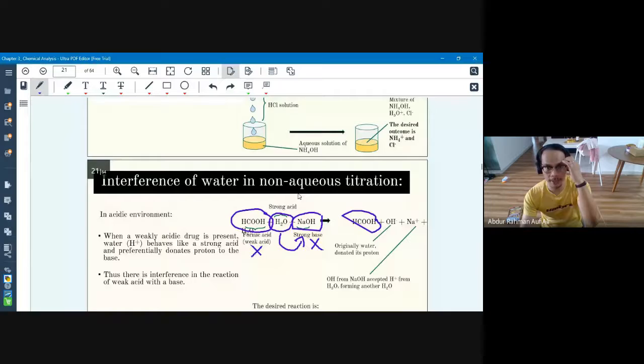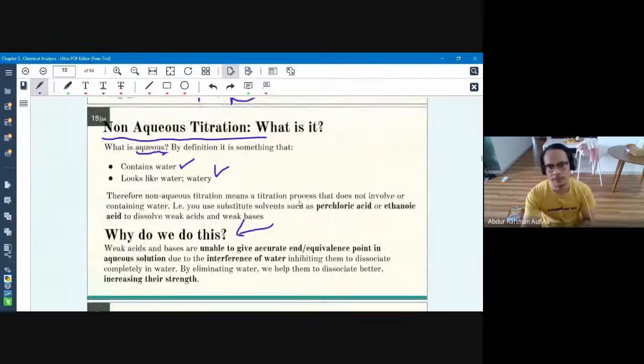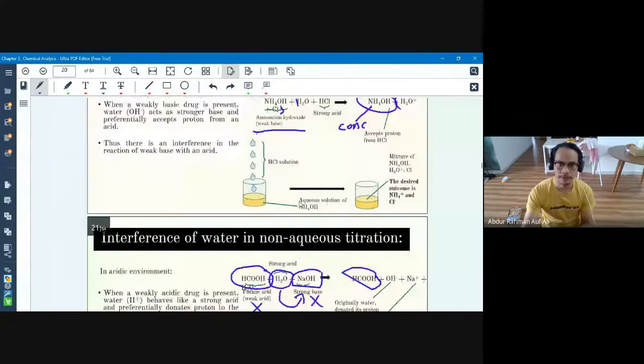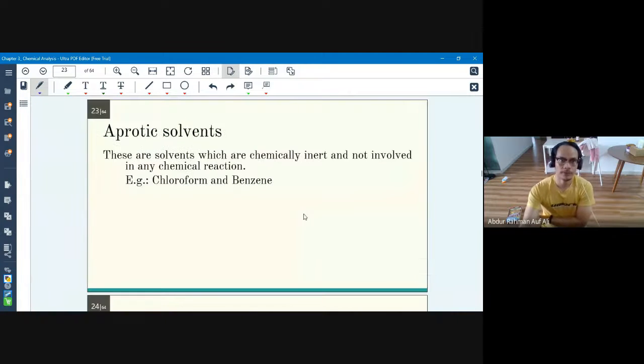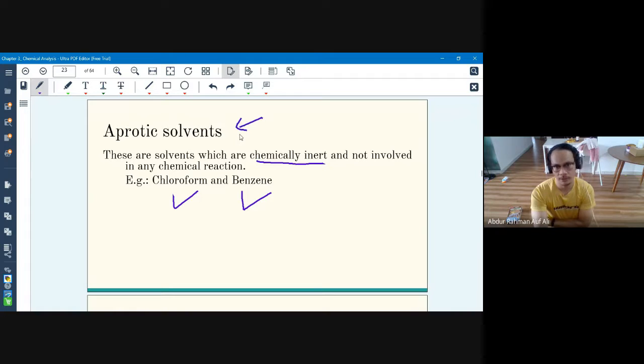So that's why kita gunakan a different kind of solvent. Kita tak guna air. So what are the types of solvent that we could use? Dia dibagikan kepada 4 jenis. Aprotic, protogenic, protophilic, and amphiprotic. So untuk aprotic solvent, contoh kat sini saya bagi chloroform dengan benzene. So these solvents, chloroform dan benzene, they are chemically inert, meaning they are stable and tidak mudah bertindak balas dengan strong acid ataupun strong base. So if you want to titrate weak base ataupun weak acid, kamu boleh guna chloroform ataupun benzene. So they are known as aprotic solvent.